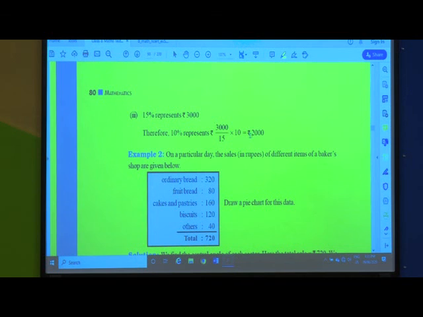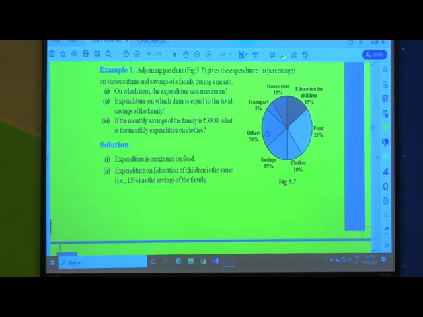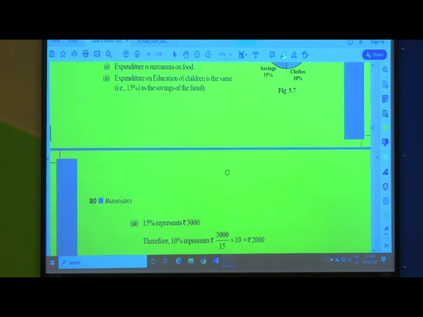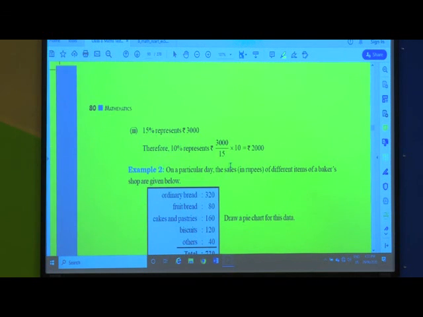After doing the calculation, we get rupees 2000. What is rupees 2000? It is the expenditure on clothes. 10% they have said is the expenditure on clothes. So they are spending rupees 2000 per month.